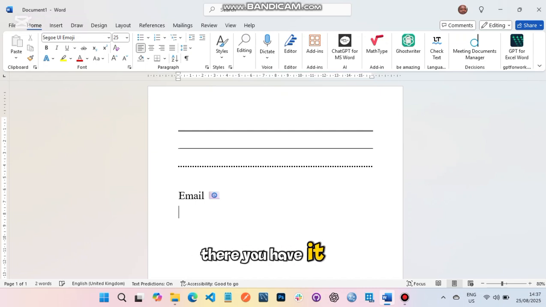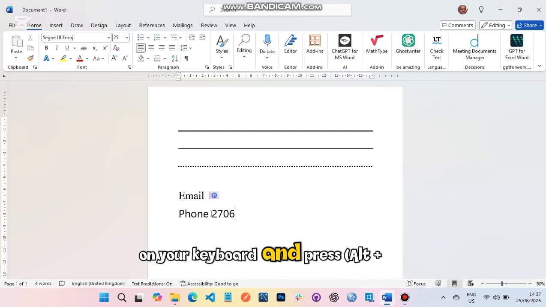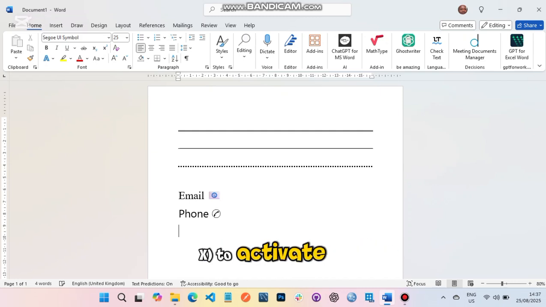There you have it. The other symbol is about the phone symbol. To do that, you hit 2706 on your keyboard and place Alt and X to activate.